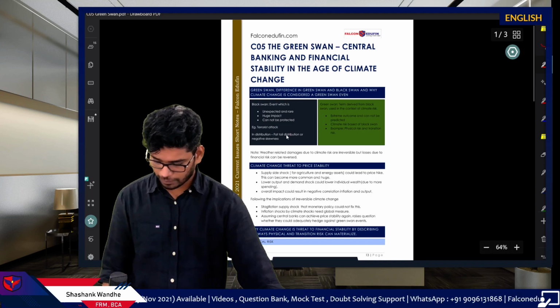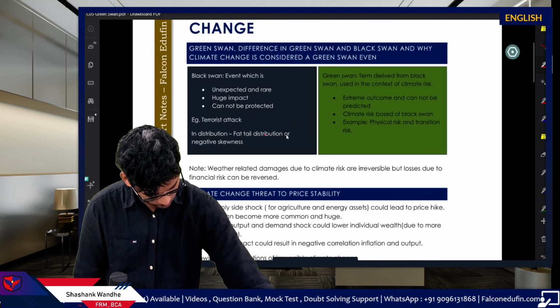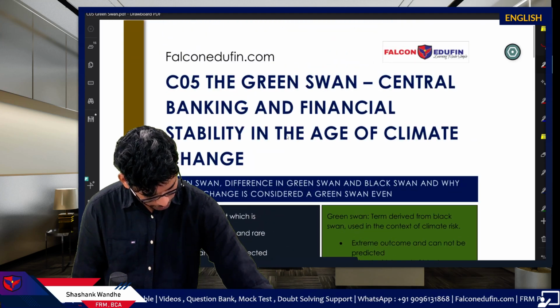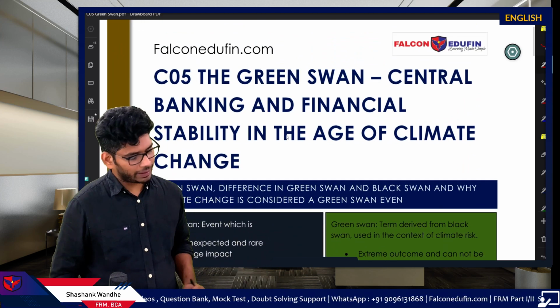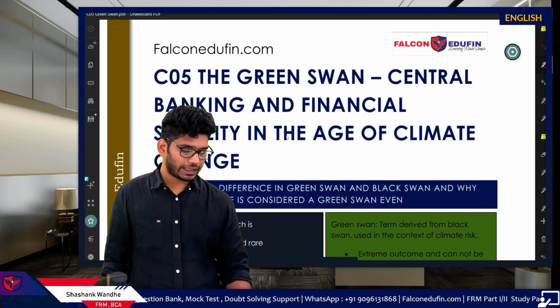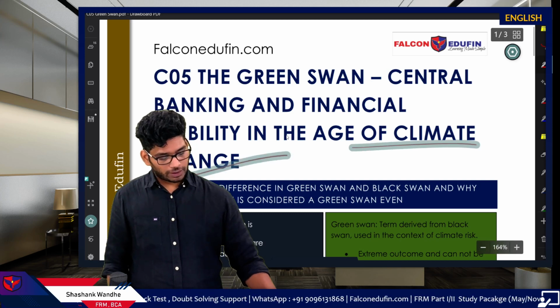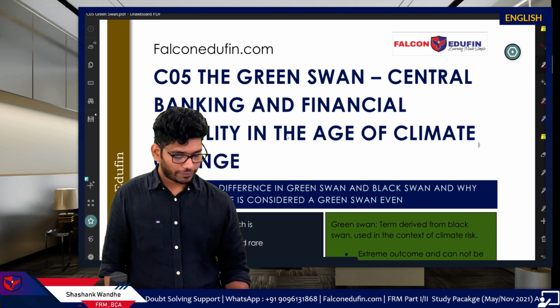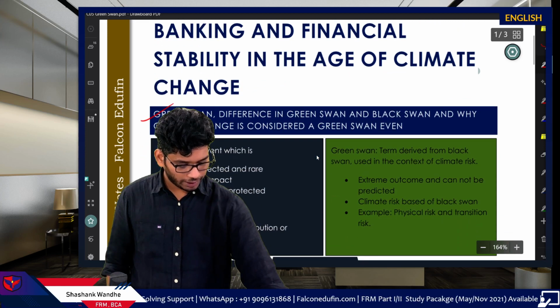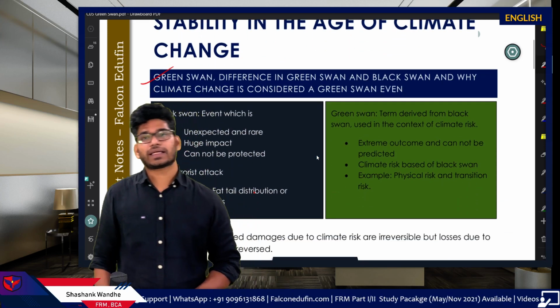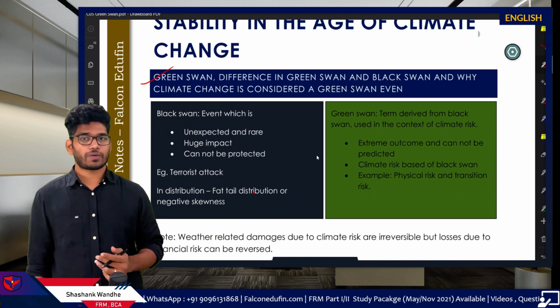Then we have reading number 5, the Green Swan event. The title goes like this: The Green Swan event, central banking and financial stability in the age of climate change. First we have the difference between the Green Swan event and the Black Swan event. So what is the Green Swan event? What is a Black Swan event? I will start with the Black Swan event.